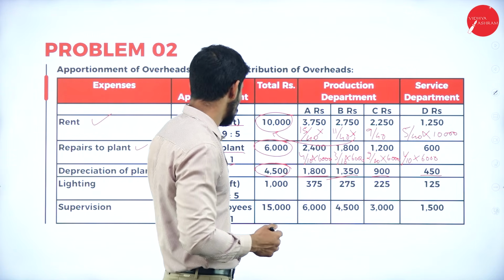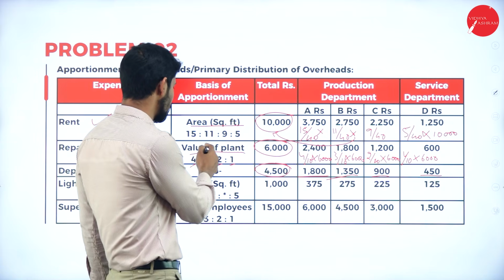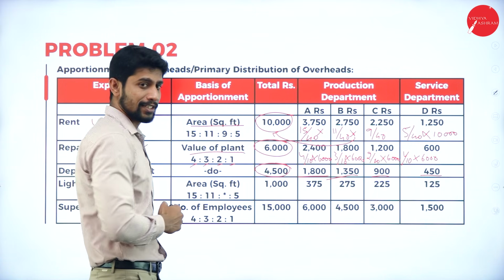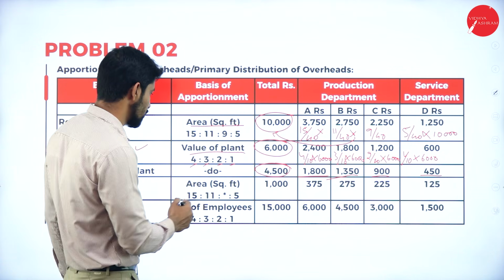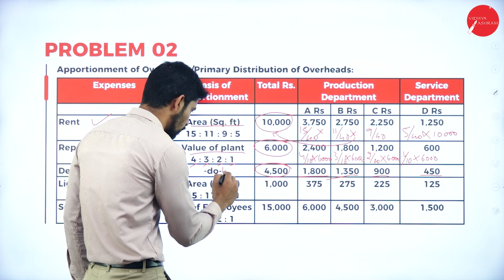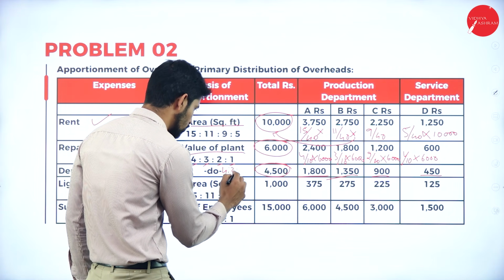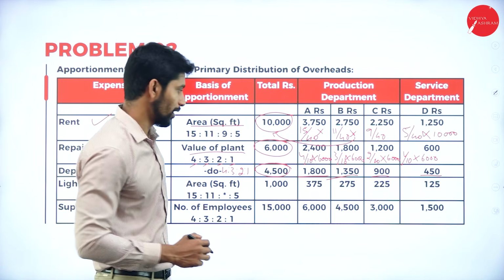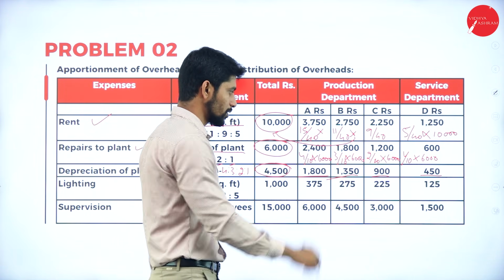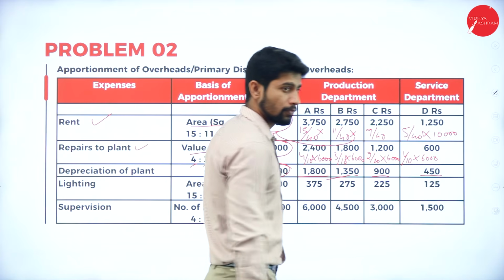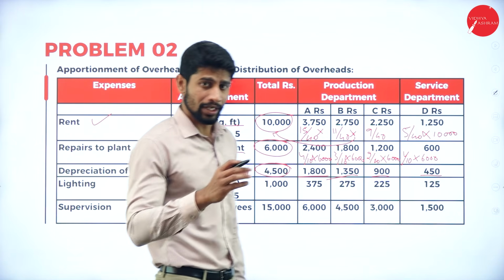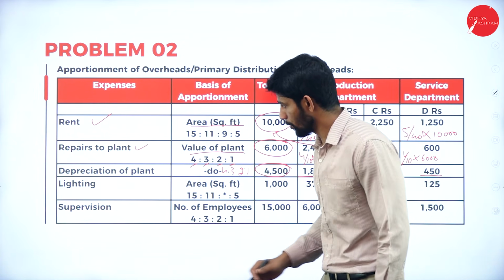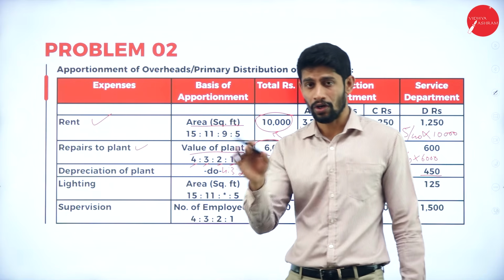So again, on what basis are you going to give depreciation? Again on the basis of value of plant. So for depreciation also it is 4 is to 3 is to 2 is to 1. Same. Okay. So 1,800, 1,350, 900, 450. You will get the same ratios for depreciation also, because we are going to find out the depreciation on value of plant.